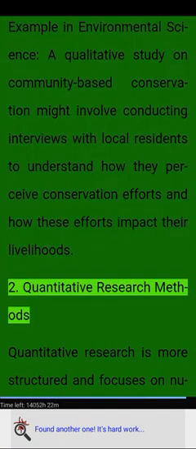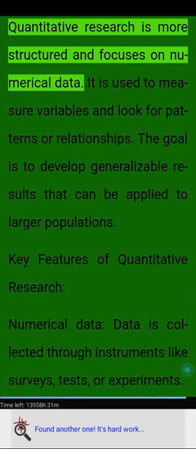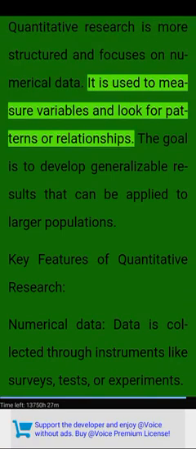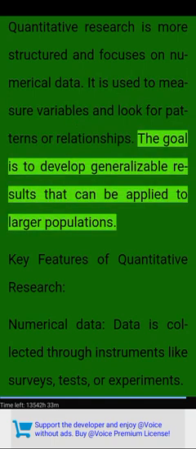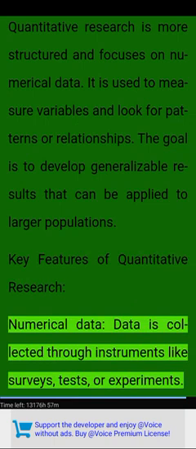2. Quantitative research methods. Quantitative research is more structured and focuses on numerical data. It is used to measure variables and look for patterns or relationships. The goal is to develop generalizable results that can be applied to larger populations. Key features of quantitative research. Numerical data. Data is collected through instruments like surveys, tests, or experiments.